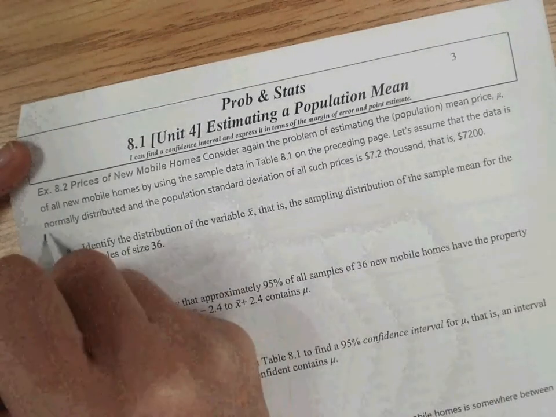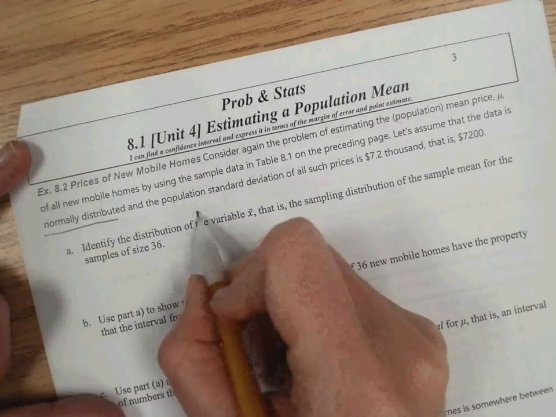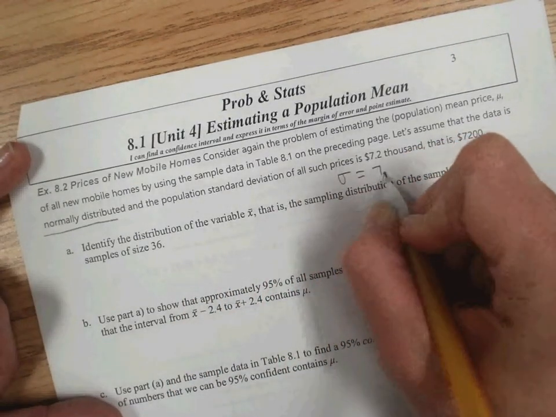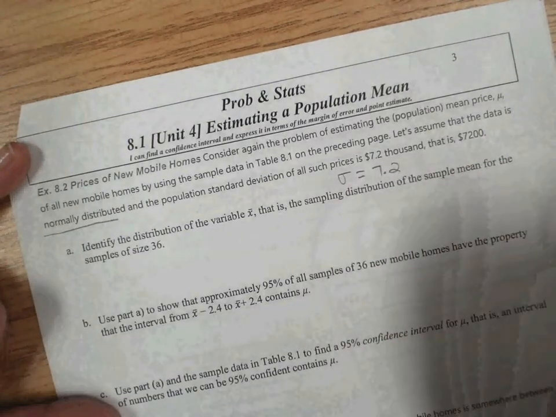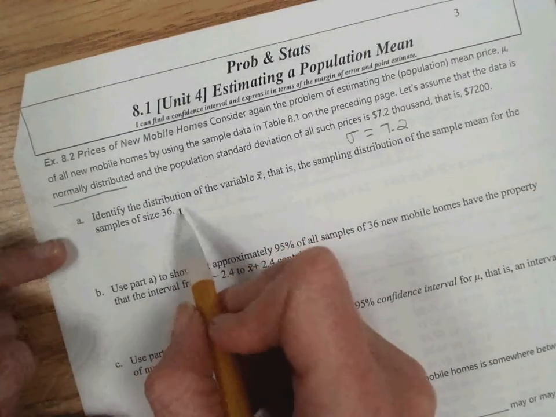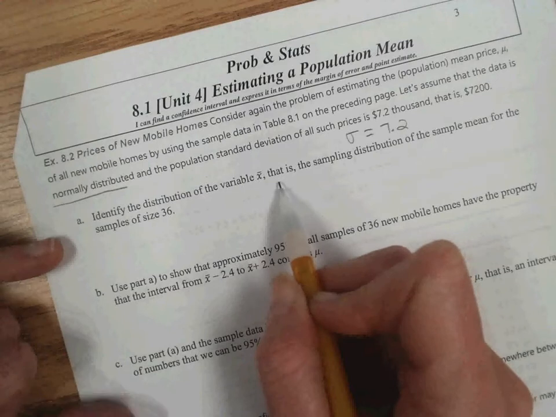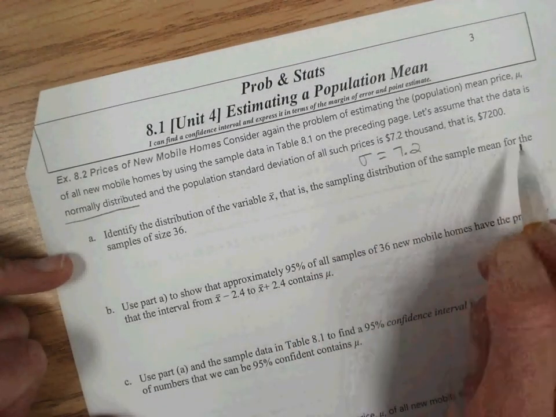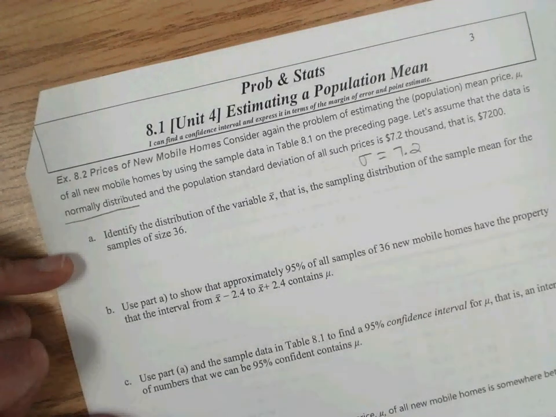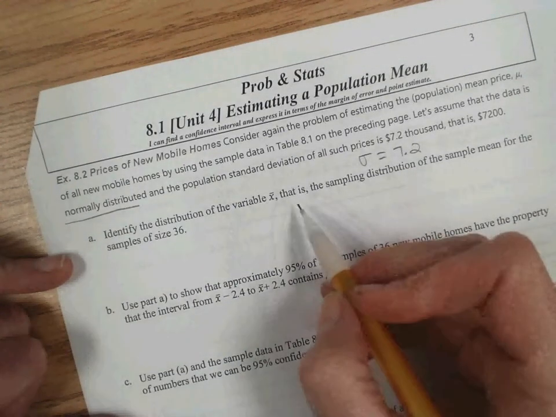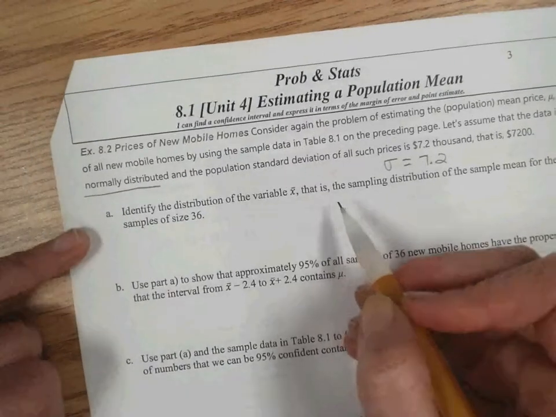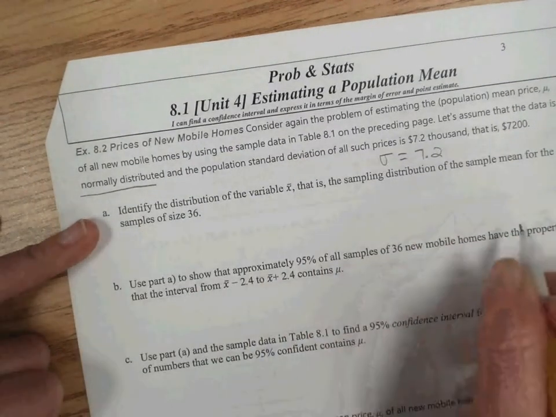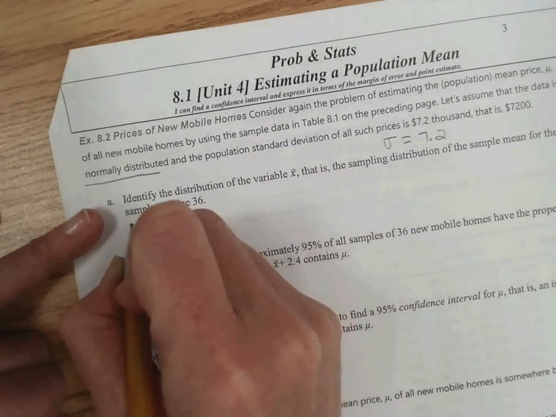Let's assume the data is normally distributed and the population standard deviation of all such prices is 7.2 thousand, or $7,200. So question A asks us to identify the distribution of the variable x bar, that is, the sampling distribution of the sample mean for the samples of size 36. So we can do this by writing it out or by drawing a picture. We drew it as a picture in class with the penny example. Here we're going to write it in words.